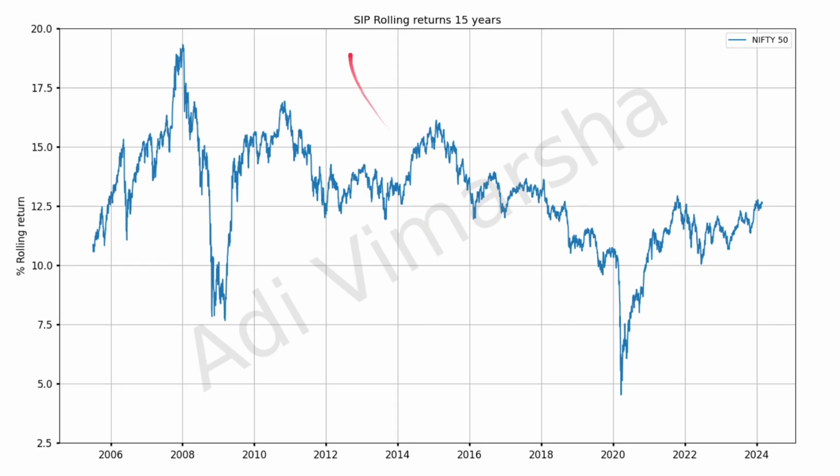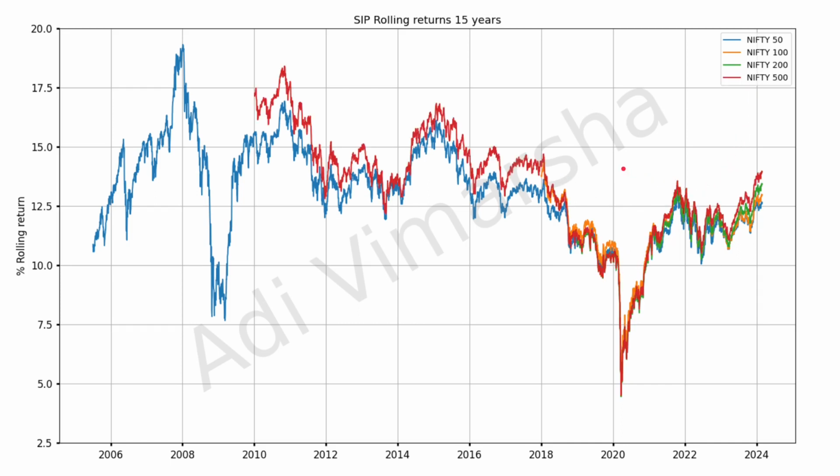Now if you plot 15 years SIP rolling returns for Nifty 50, let's overlap other indices on this plot. Orange is Nifty 100, green is Nifty 200, and the red one is Nifty 500. So if you see, more or less all these four indices follow the Nifty 50 path only. There is no considerable variation, and only in the case of Nifty 500 we see some deviation from Nifty 50.